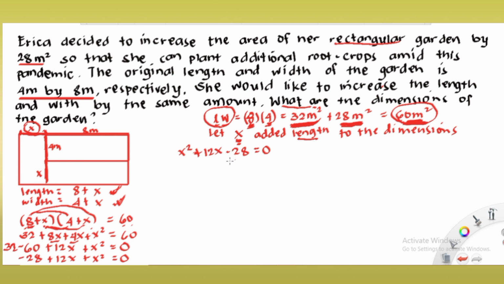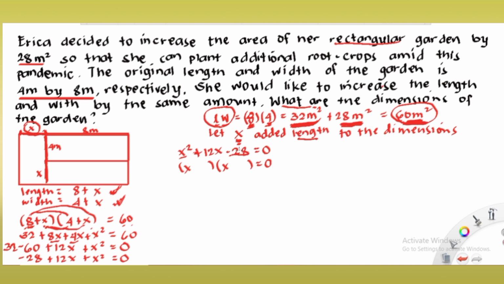So, again, in factoring, so we will prepare 2 parentheses and then the equal 0. So, we will factor x squared. Factors are x and x. Susulat natin dito. And then, we will factor negative 28.